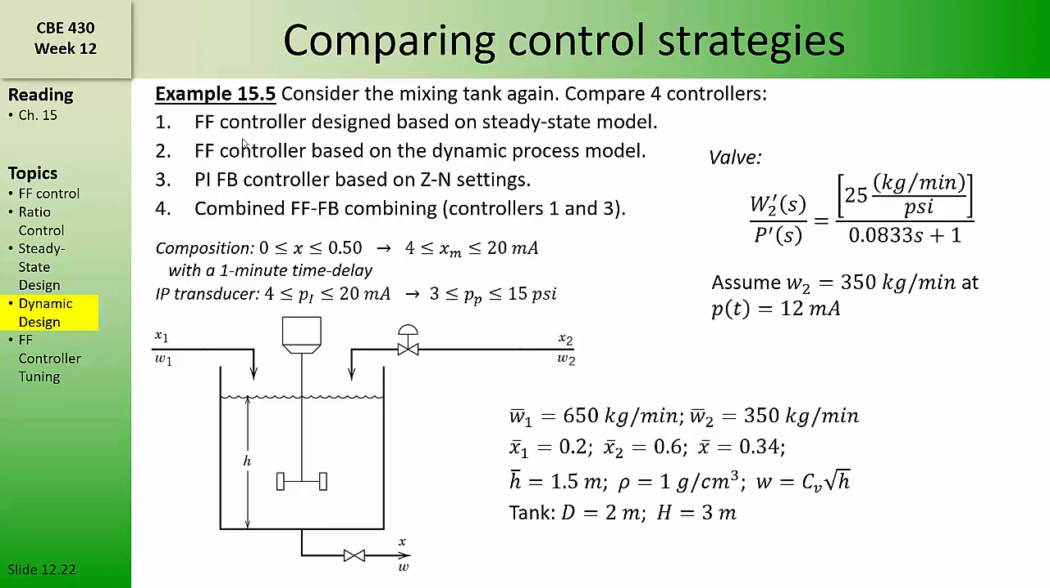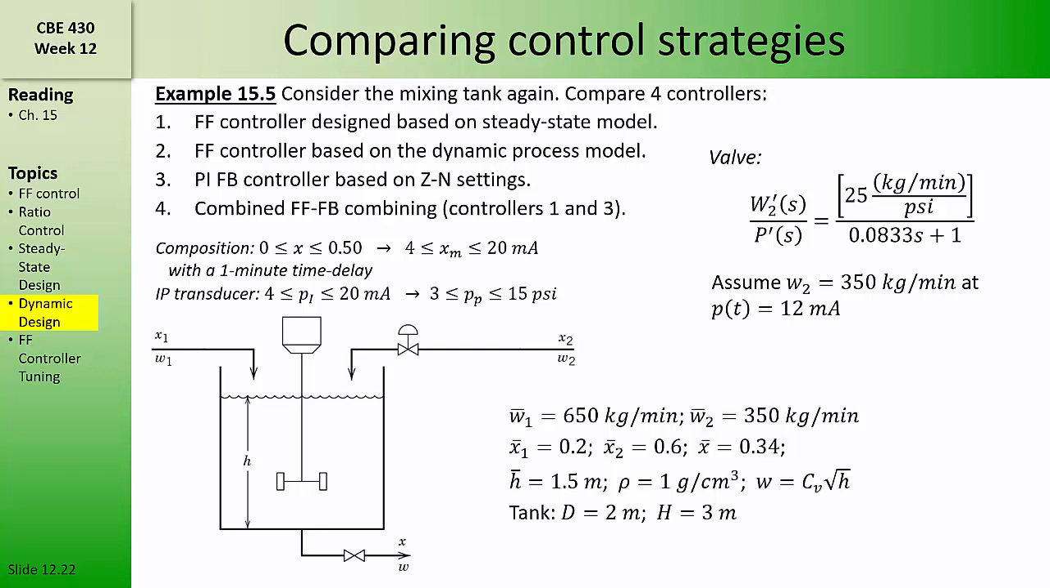In the first control scheme, we'll use our feed-forward controller designed based on the steady state equations. And the second one will be a feed-forward controller designed based on a dynamic process model. The third one will be a PI feedback controller using the Ziegler-Nichols settings. And the fourth one will be feed-forward control with feedback trim, where we combine controllers 1 and 3, the static feed-forward controller, with the PI controller based on the Ziegler-Nichols settings.